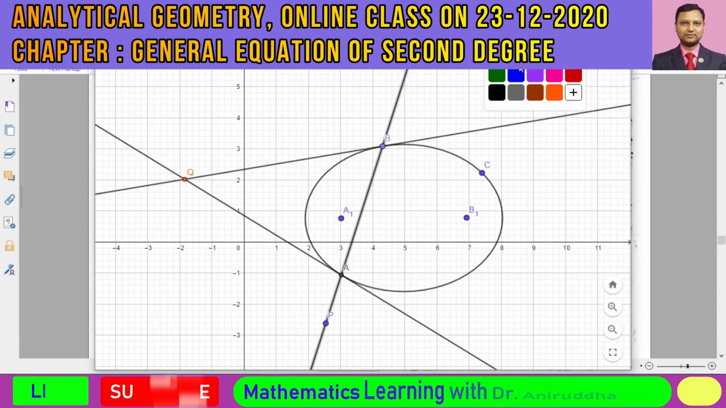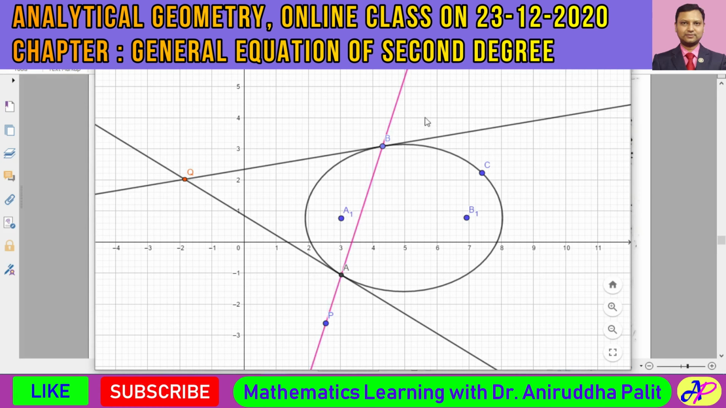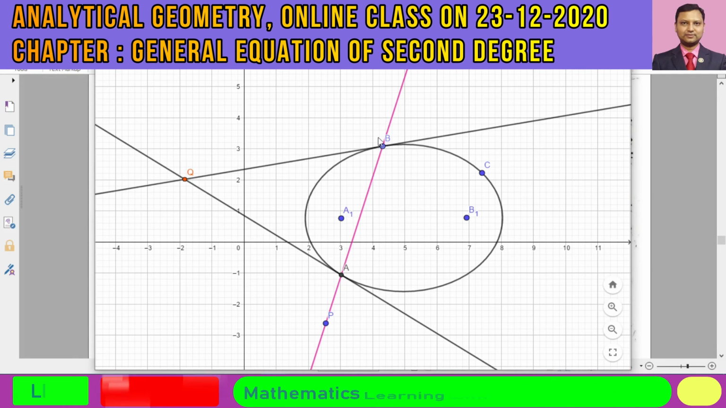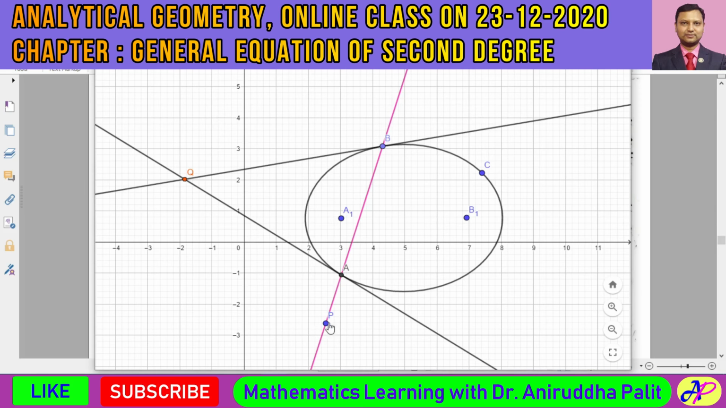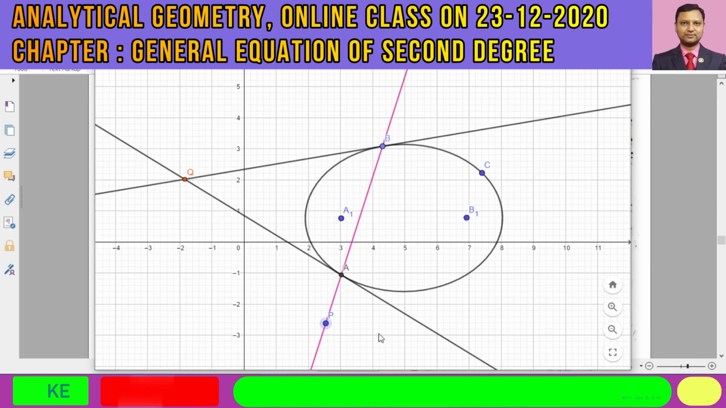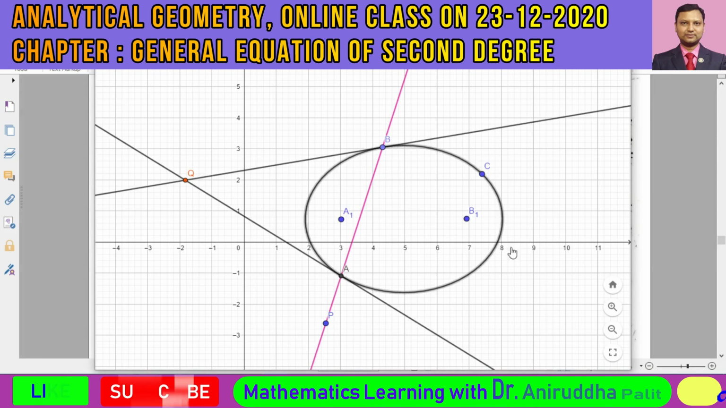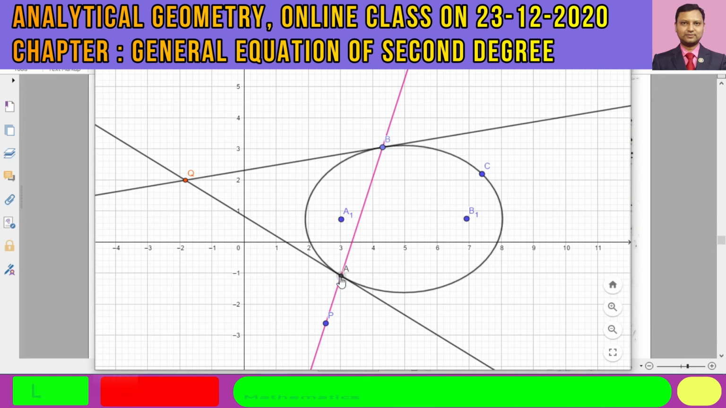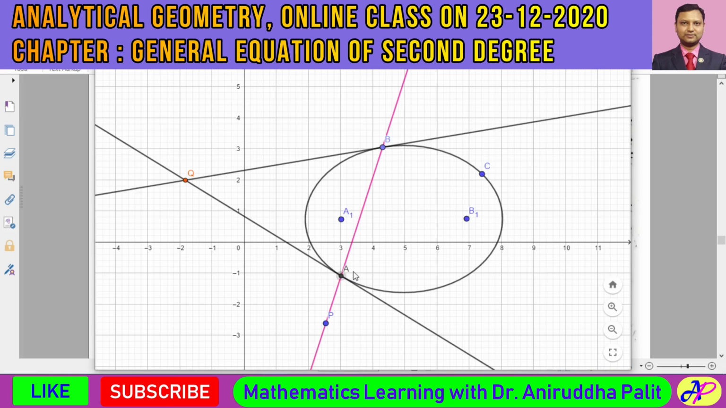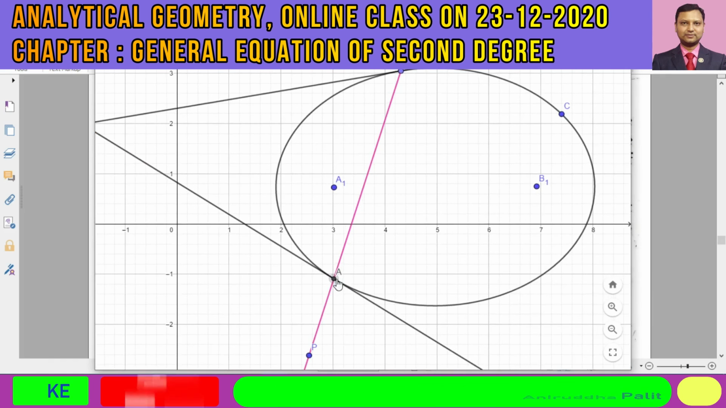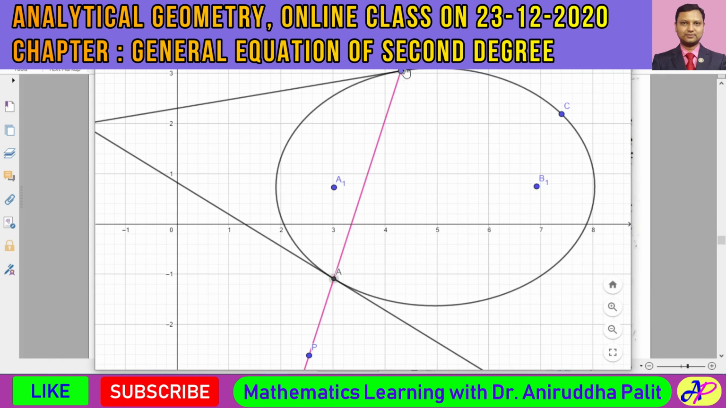Let me change the color. Suppose this is the straight line. We are drawing any arbitrary straight line through this point P. Now we know that any straight line can intersect any second degree curve at most at 2 points. This is one point, I am calling it capital A, and this is the point capital B.